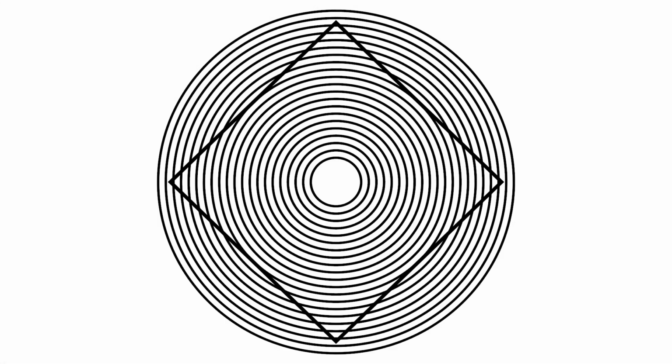Ehrenstein illusion. The sides of a square placed inside concentric shapes take on a falsely curved shape.